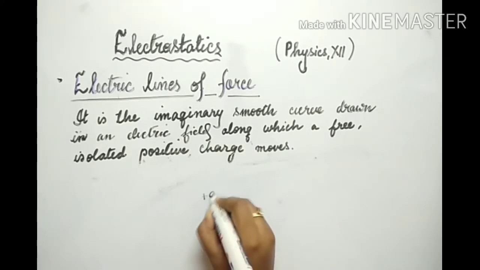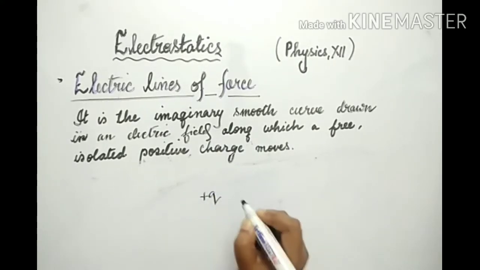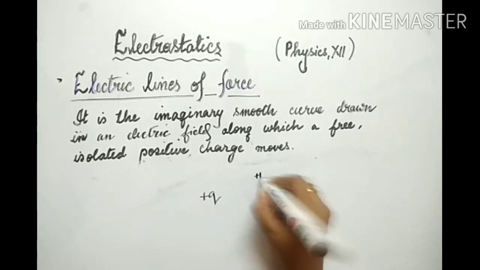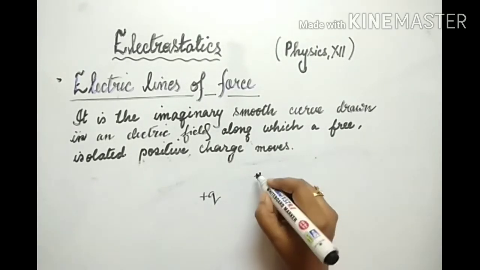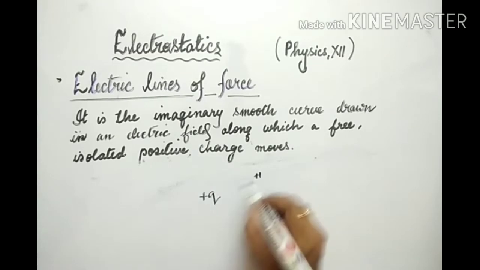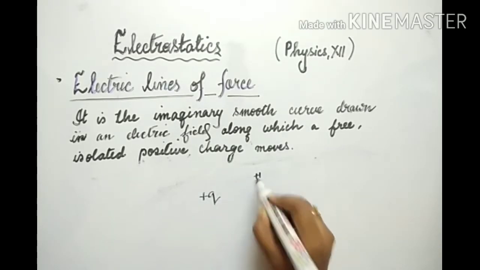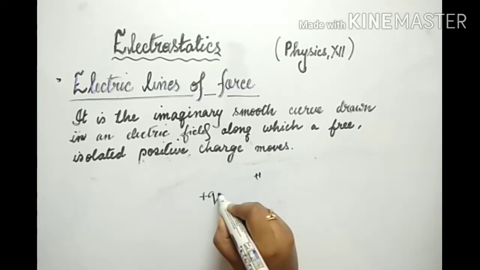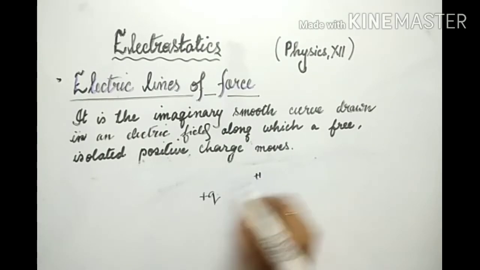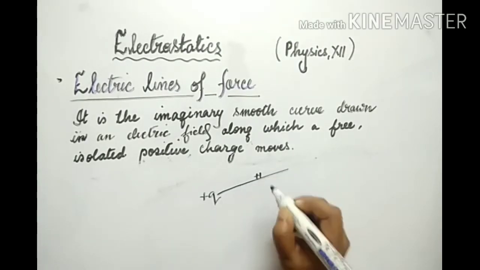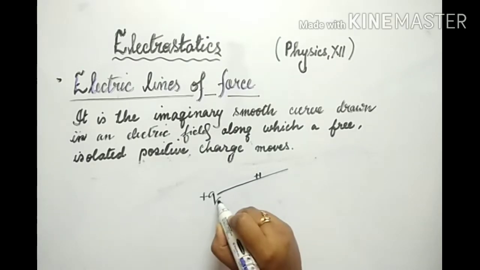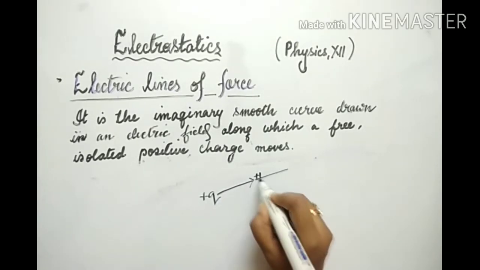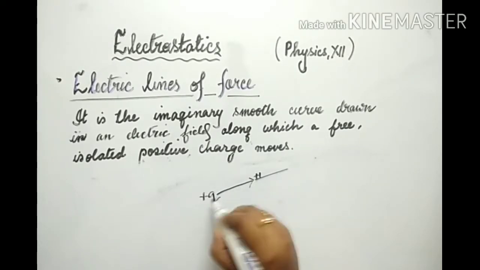Suppose you have a point charge Q. And around it you bring a charge of unit magnitude. Now this charge of unit magnitude will feel a force due to this point charge, and if it is free to move, it will try to move in a particular direction. In this case, this charge will feel a force of repulsion, and since this is a point charge, this charge of unit magnitude will feel a force along the radius.